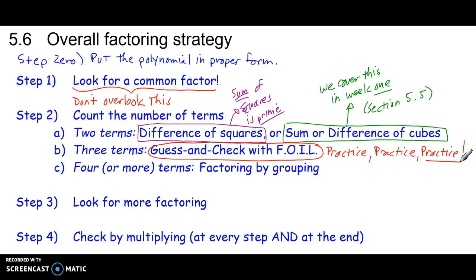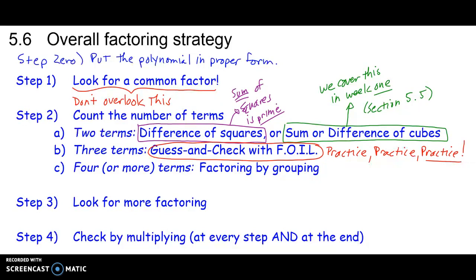If you have more than 3 terms, then unfortunately there are no sure techniques. The only thing that might possibly work is, way back in section 5.1, we learned that factoring by grouping. You might be able to use that. That's your only hope. It's not guaranteed to work, but it's the only thing that we've got.